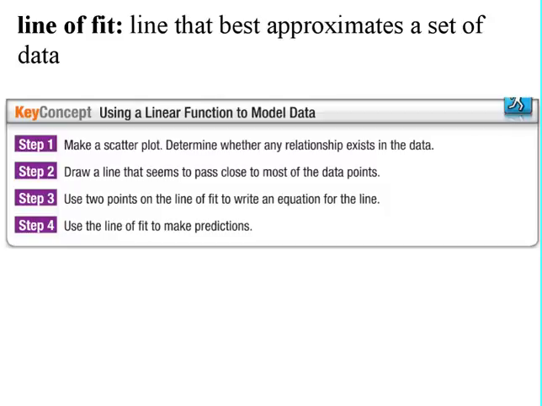Step 2, draw a line that seems to pass close to most of the data points. So basically, it's kind of like you're trying to average all those points. Find the line in the middle. Step 3, you're going to use 2 points on the line of fit to write an equation for the line. Why do I pick 2 points if I'm going to write an equation of a line? What's the first step when you write an equation of a line? Find the slope. So if I have 2 points, I can find the slope. And then step 4, we'll use the line of fit to make some predictions.